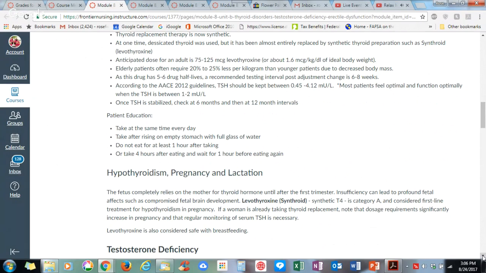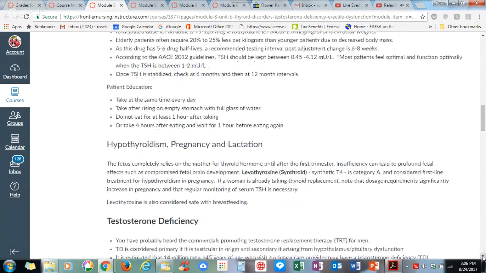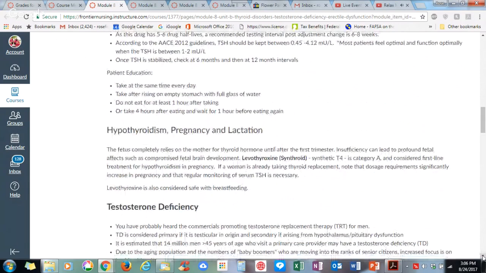As this drug has a 5 to 6 week half-life, a recommended testing interval post-adjustment change is 6 to 8 weeks. According to AACE 2012 guidelines, TSH should be kept between 0.45 and 4.12 mU per L. Most patients feel optimal and function optimally when TSH is between 1 and 2. Once TSH is stabilized, check at 6 month and 12 month intervals.